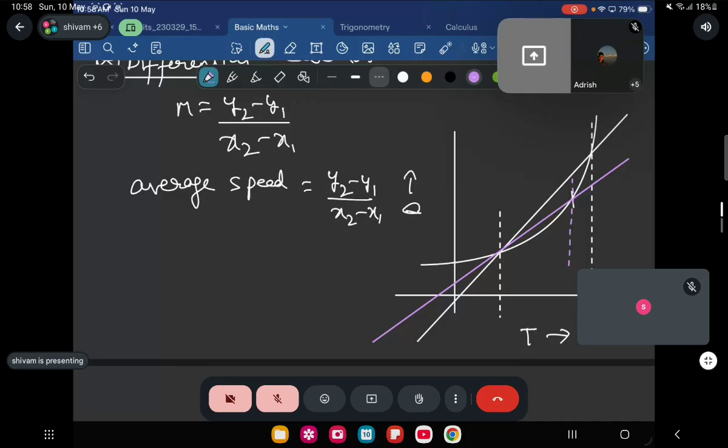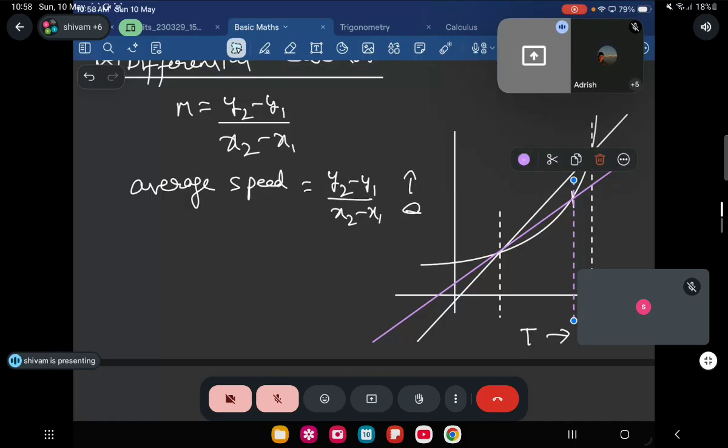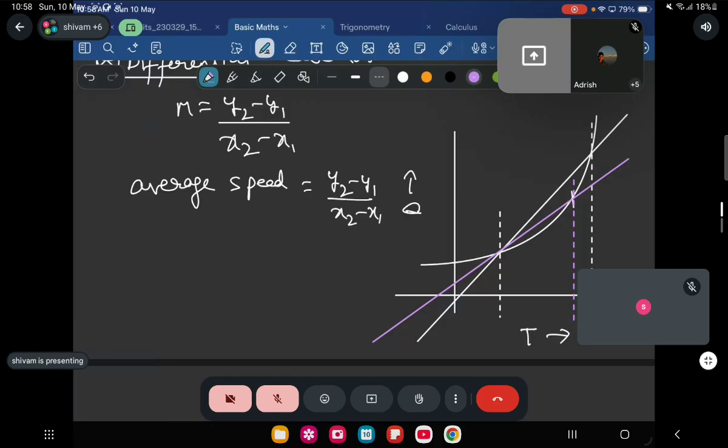I want to find out the average speed in a shorter interval. So this is the average speed. This line is still a secant, right or not? Tell me, everyone. The initial point is the same, but you change the final point. So basically this is delta y by delta x, denoted generally by delta y by delta x.